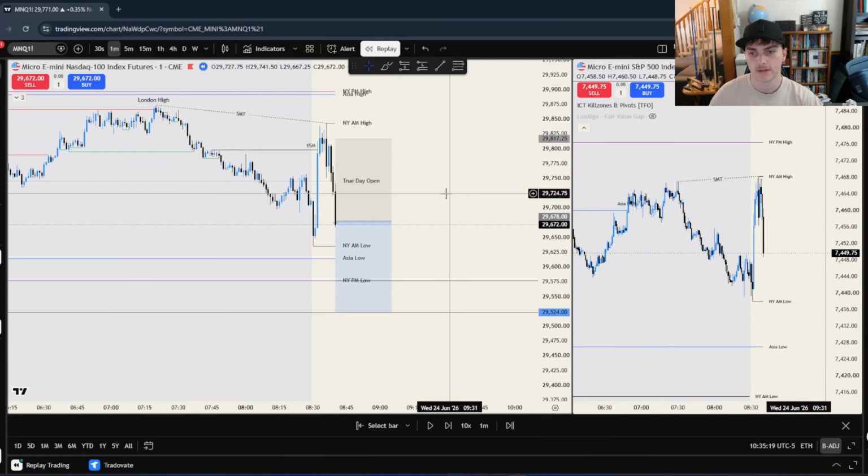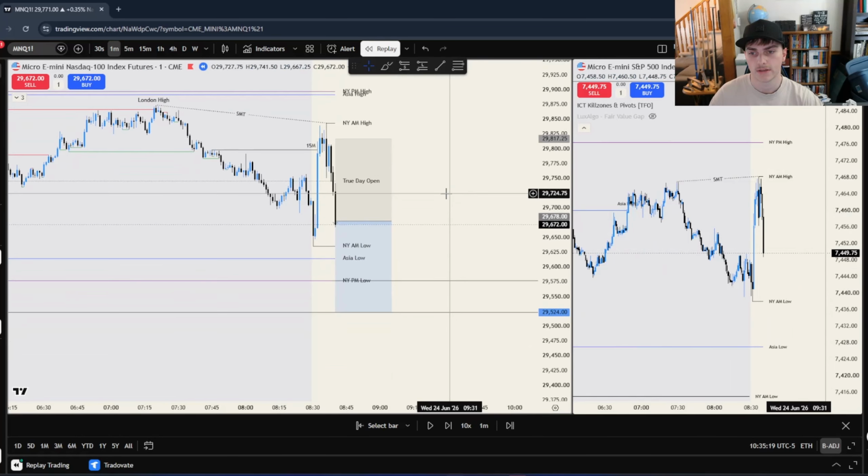My original mechanical plan is to go break even here, but because the relative equal lows were looking really, really good here, I decided I didn't want to go break even until we hit those. So we did end up hitting those right here. I moved my stop to break even and then unfortunately got stopped out.